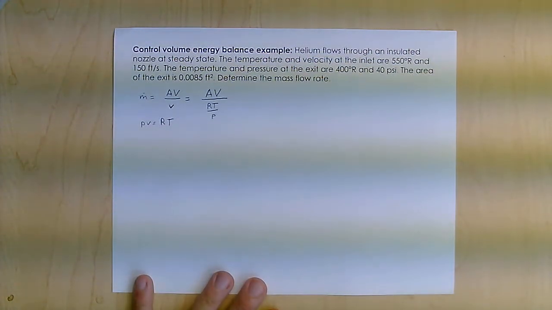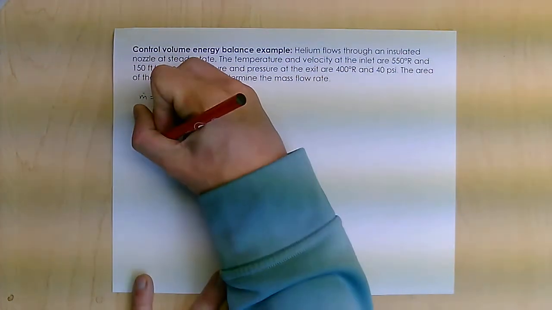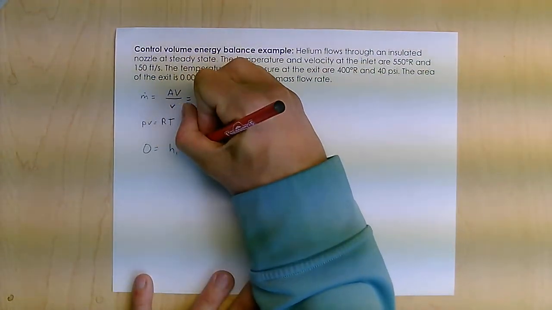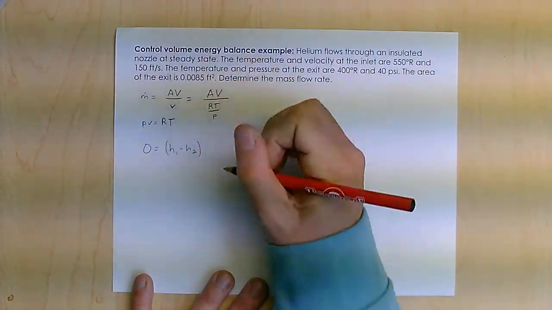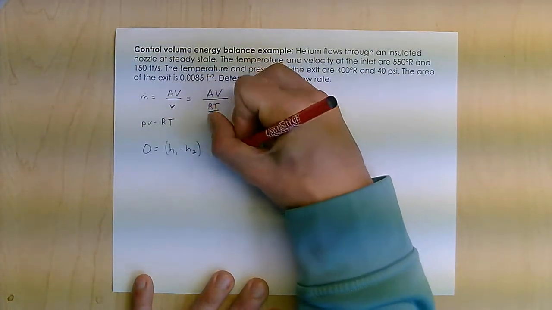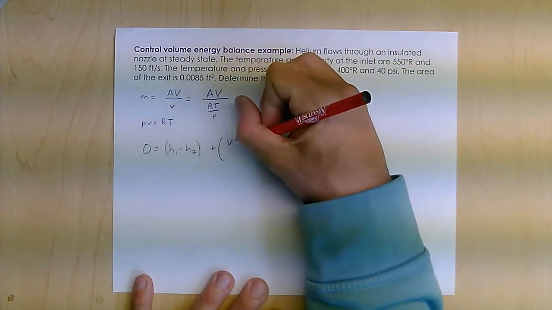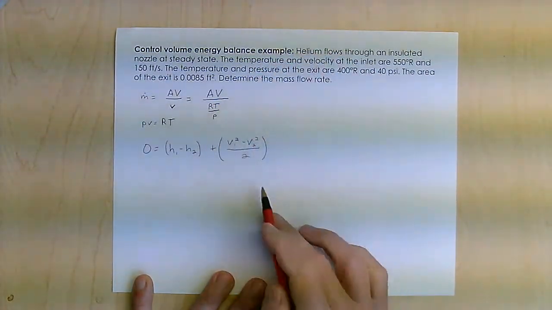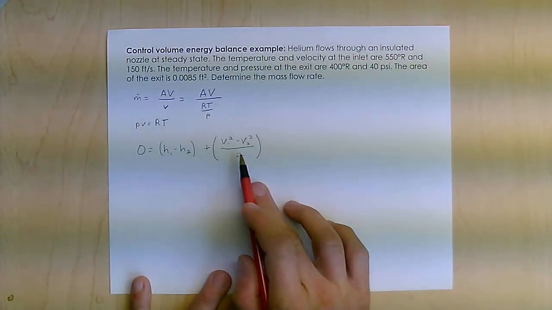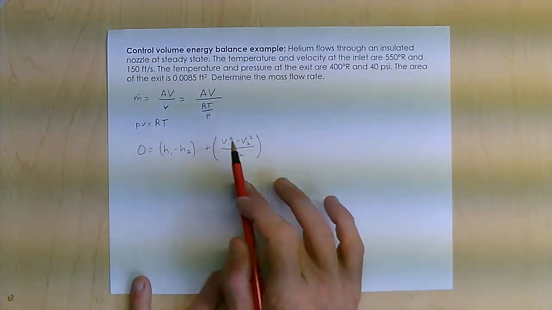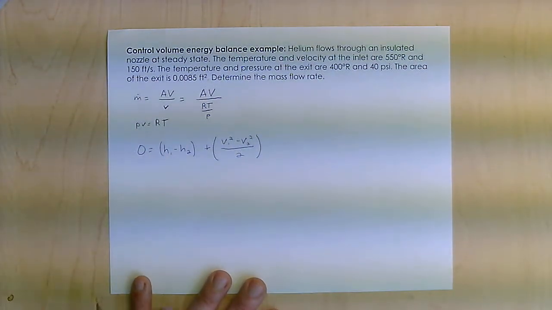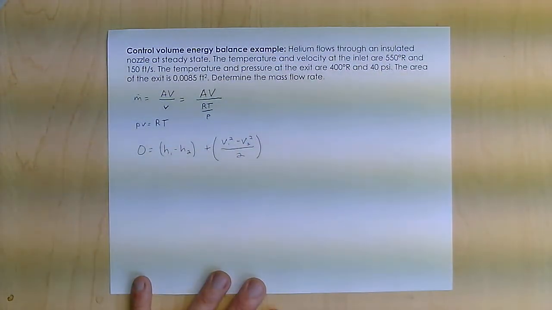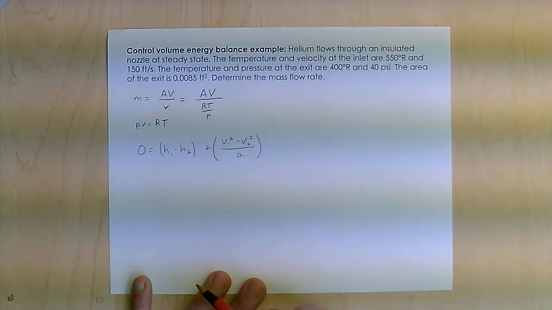Now, for a nozzle, the first law equation is h1 minus h2 plus (V1 squared minus V2 squared) over 2, because on a nozzle the kinetic energy change is significant. So it's basically a change in enthalpy equals the change in kinetic energy. Everything else goes to zero. It's insulated, so Q goes to zero. There's no work being done. There's no change in potential energy here.